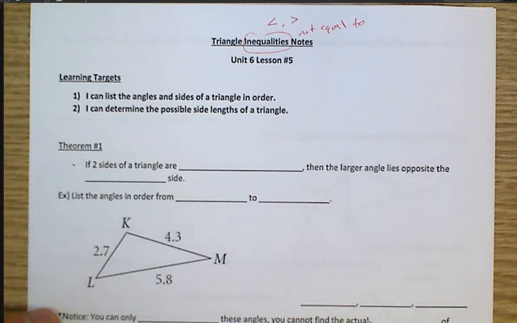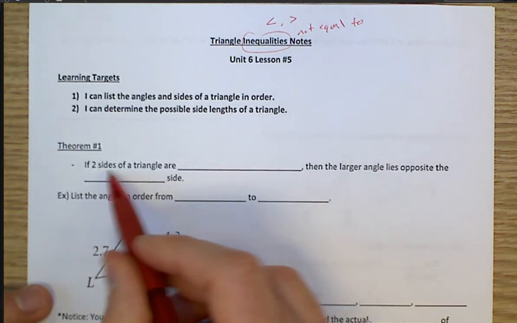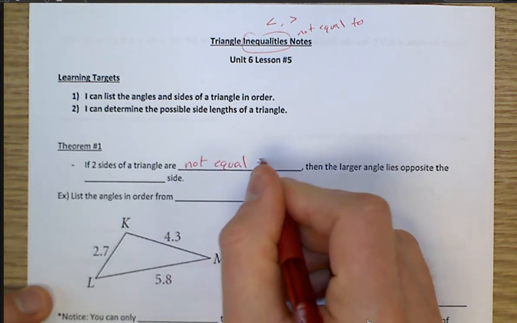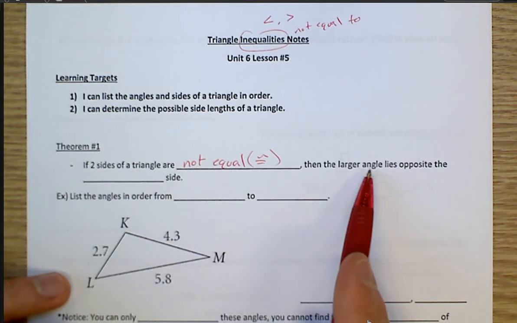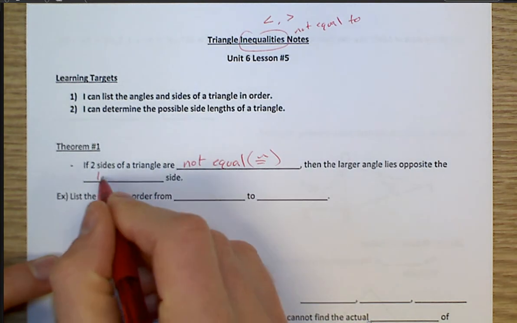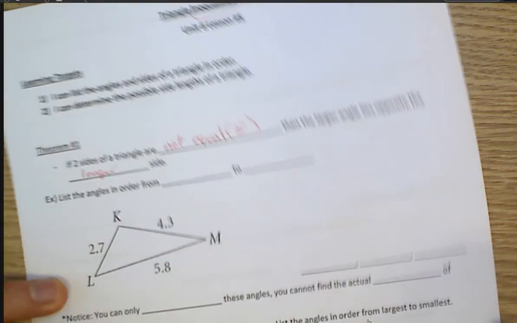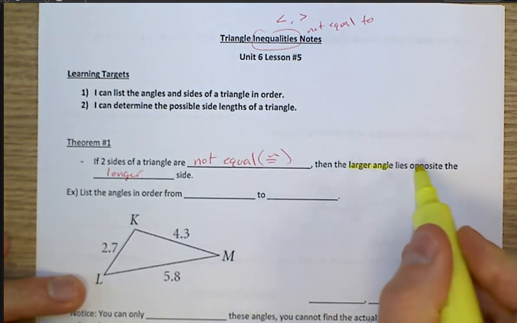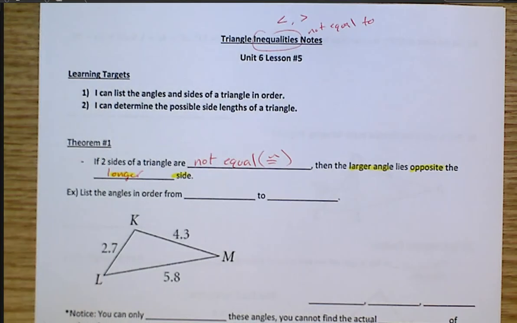First thing is a theorem which basically states that if two sides of a triangle are not congruent, then the larger angle lies opposite the longer side. This is very important, and I'm going to try to show you an example of how this works, but the larger angle is always opposite the longer side, okay? And that should make sense to you.